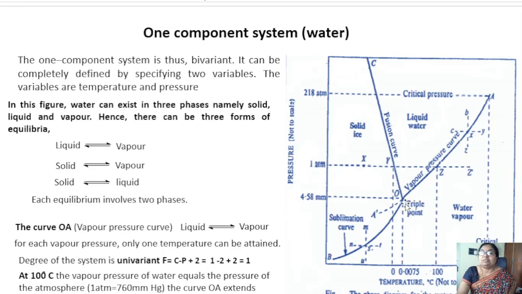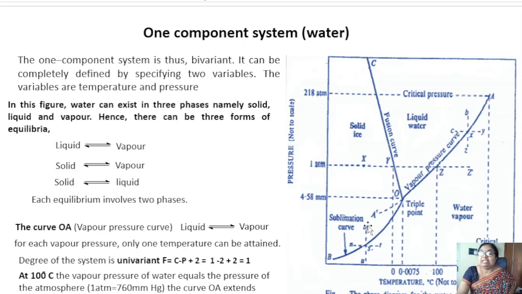Now the OB curve is also an equilibrium curve, between solid ice and water vapor. If we take a point S on it and increase the pressure, keeping the temperature constant, we move along SM, and the water vapor gets solidified here.